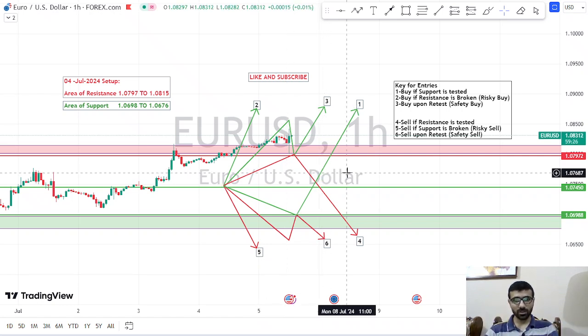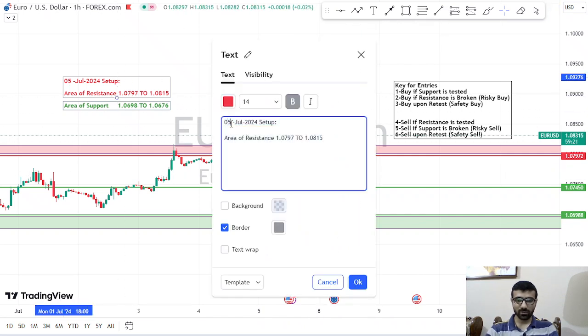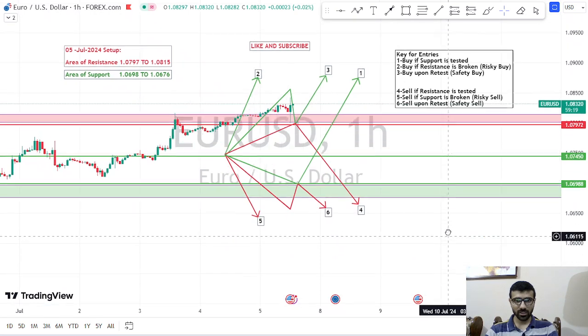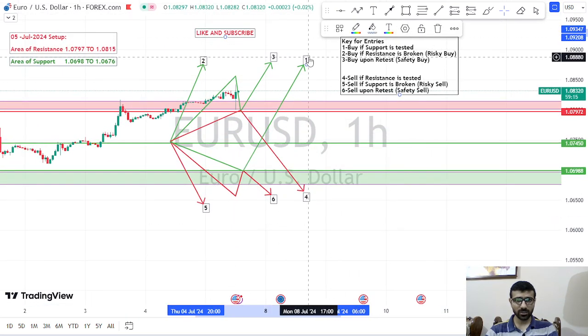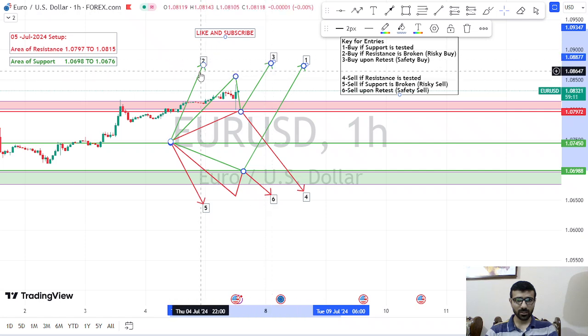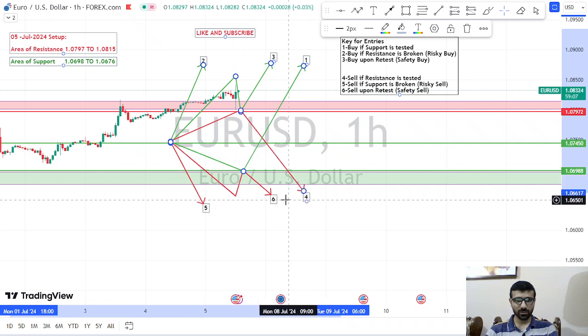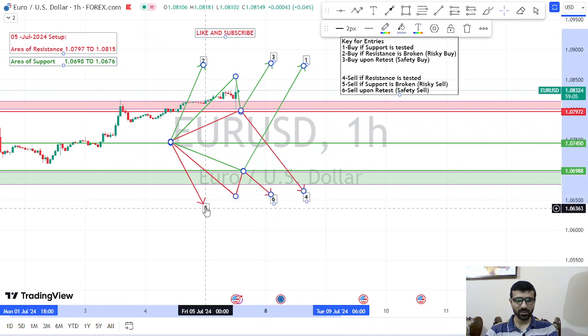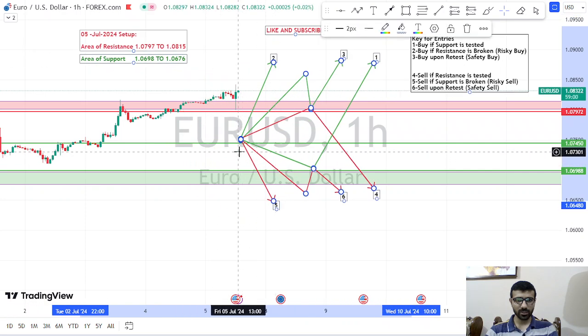Now let me simply move forward the scenarios for the 5th of July, which is today. The areas of support and resistance are going to remain the same, so let me simply move these forward for you guys so you can easily take trades in this Euro USD pair.